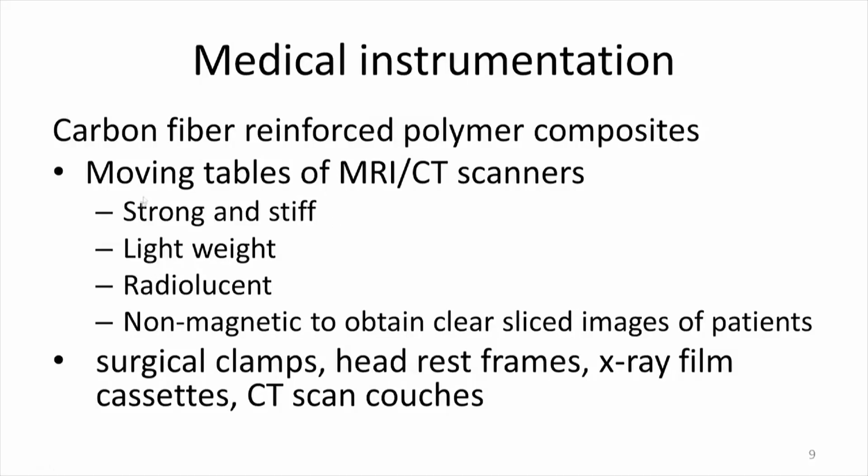Also they are used quite a lot in medical instrumentation. Carbon fiber reinforced polymer is used in tables of MRI and CT scanners, that gives you strength, stiffness, and of course they are lightweight. If I am going to use a complete metal, it is going to be very heavy. So, a polymer will be very lightweight, and we can strengthen it with carbon fiber. Radiolucent, so it will not prevent penetration of radio waves. Non-magnetic, to obtain clear sliced images, whereas if I have some metal, they could start interfering because of their own inherent magnetism. Surgical clamps, headrest frames, X-ray film cassettes, CT scan couches.